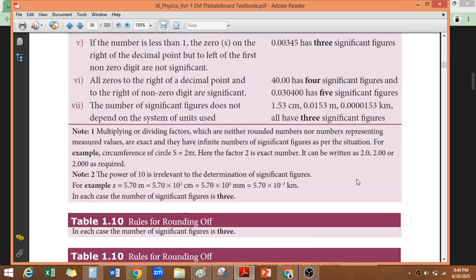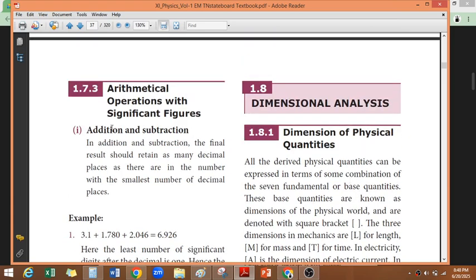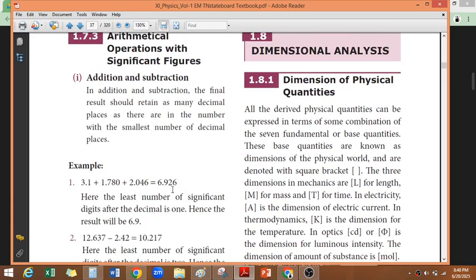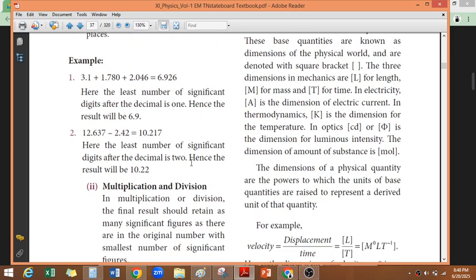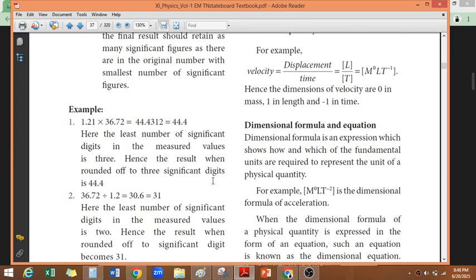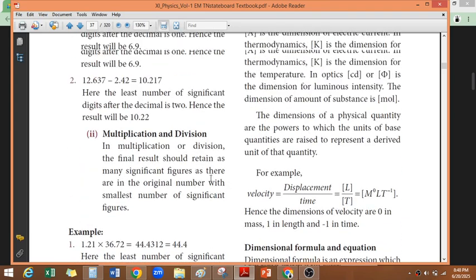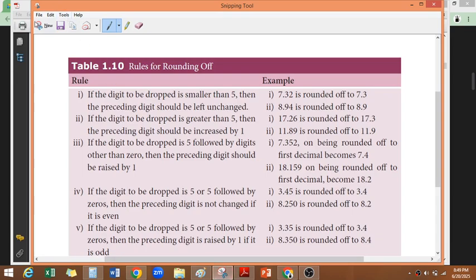Okay, maybe we can quickly finish this alone. So arithmetic operations with significant figures. When you do addition and subtraction, you have to depend upon the decimal point. When you are doing multiplication and division, you have to depend upon the significant figures. What does this mean, sir? Suppose they have given this example. So let's take this example.